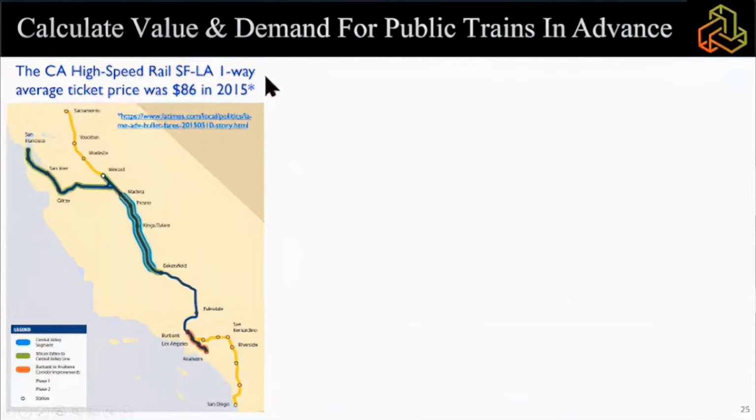And in 2015, they calculated the average price for the ticket at $86. Now, this railroad, as you can imagine, or if you've been following it, the cost of it has, as so many of them do, gone up over time. But you might want to ask yourself, is this price valid? Was that price valid when it was posted in 2015? Well, what do other railroads fetch? Well, let's take a look.